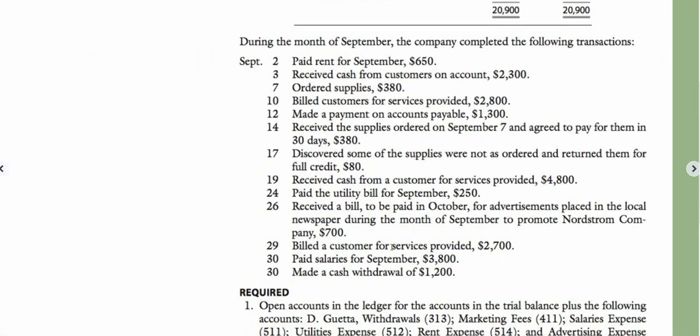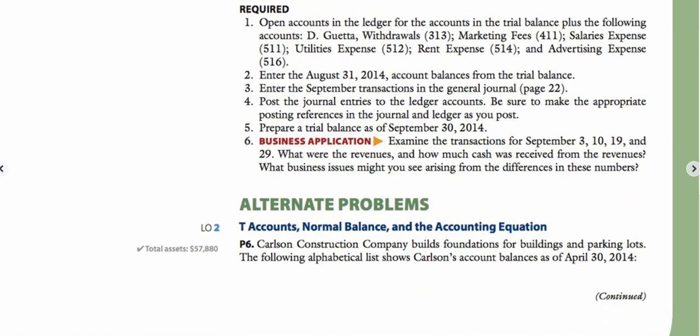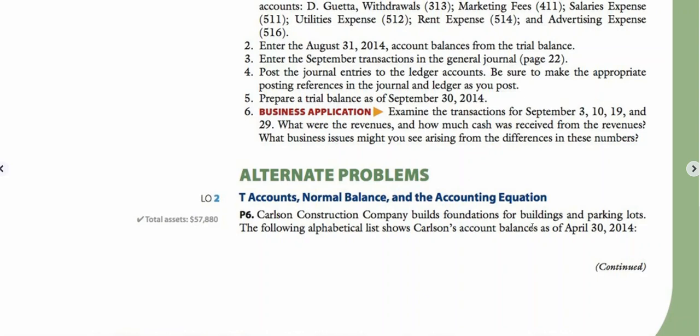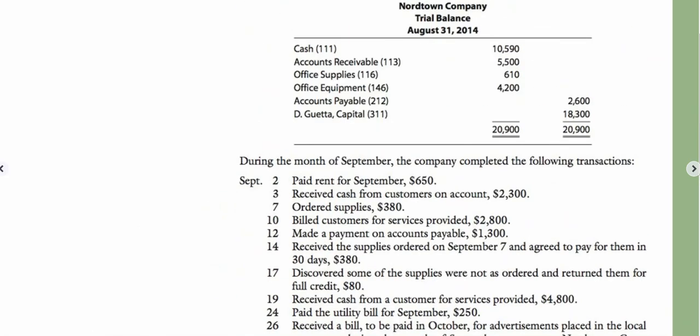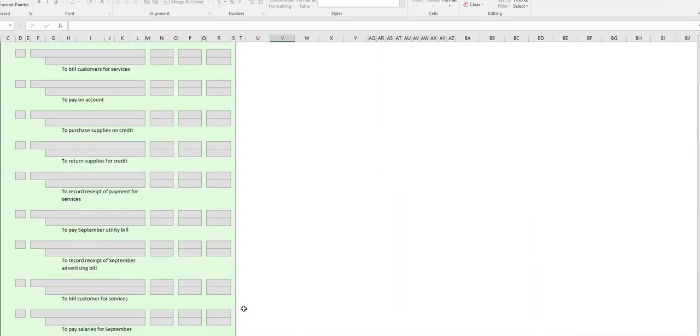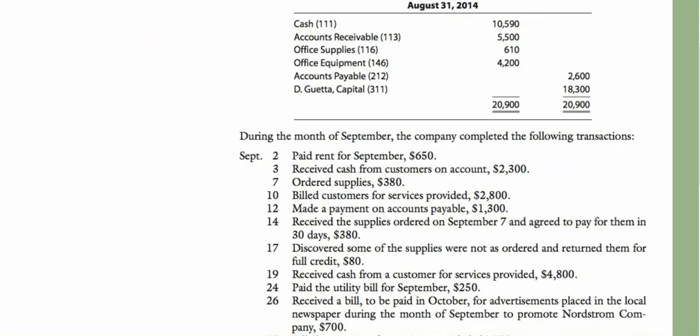All right, so now that we have that information in, we've put the balances from the trial balance to the ledger. What does it tell us to do next? It says, number 3, enter the September transactions into the general journal. So we look at the transactions on September the 2nd. We paid rent $650. So the two accounts impacted here are rent expense and cash. So we go into our journal, and the date for this was 9/2.